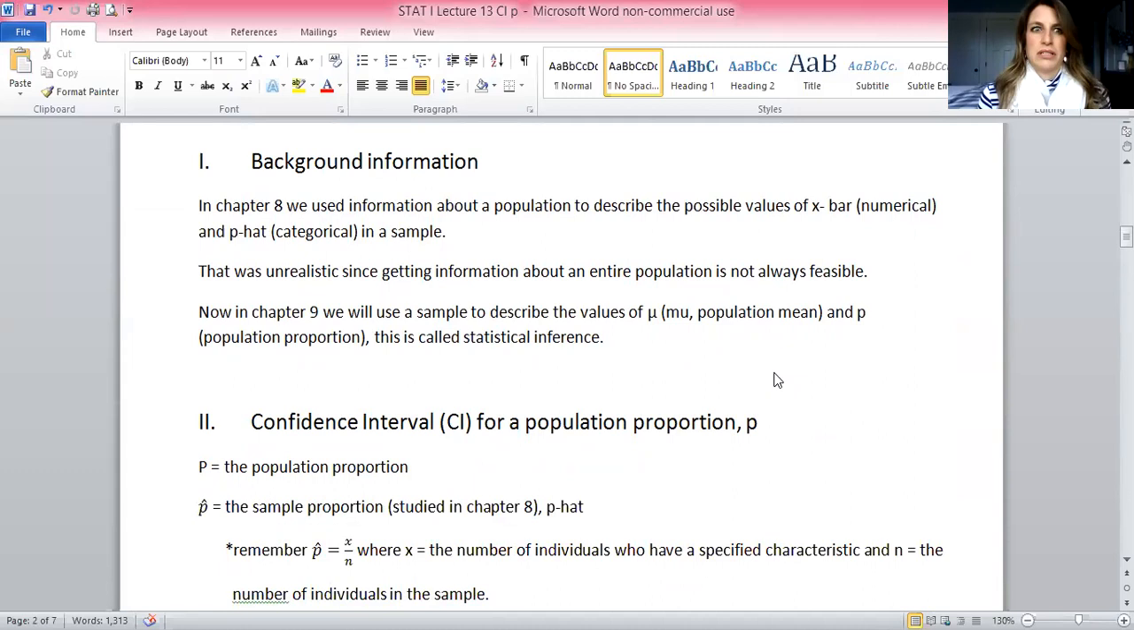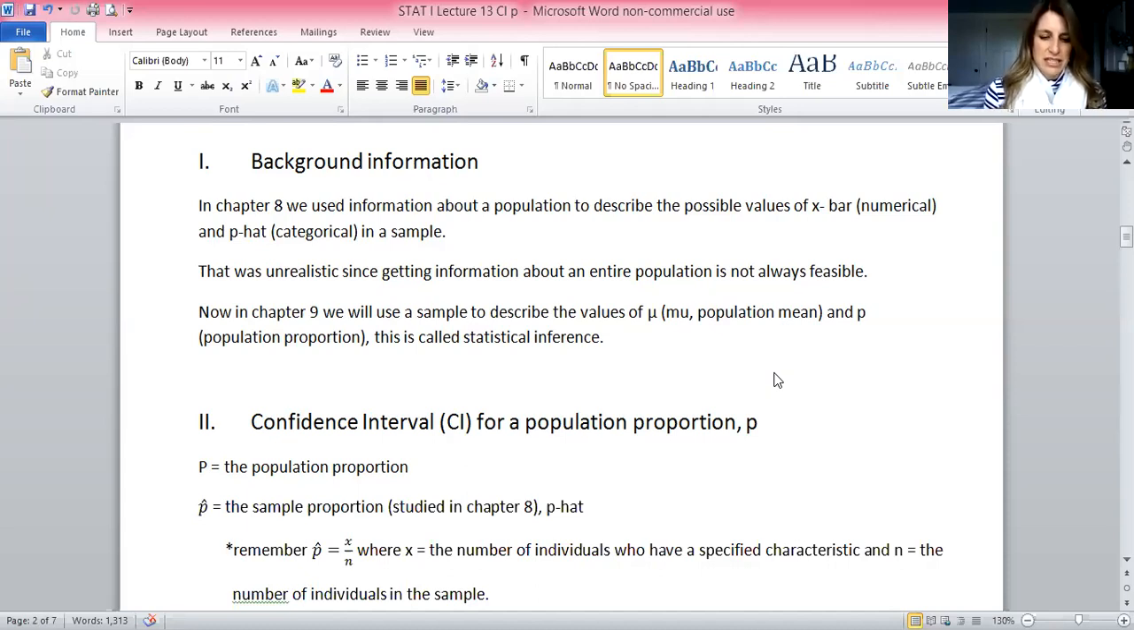We were in this unrealistic world where we knew everything about the population, and we were imagining what the sampling distribution would look like. That's what we were studying before break. Now we're going to go the opposite direction, which is the realistic approach. I'm going to take a sample, and from that sample I'm going to imagine what the entire population is like. This is called inferential statistics.